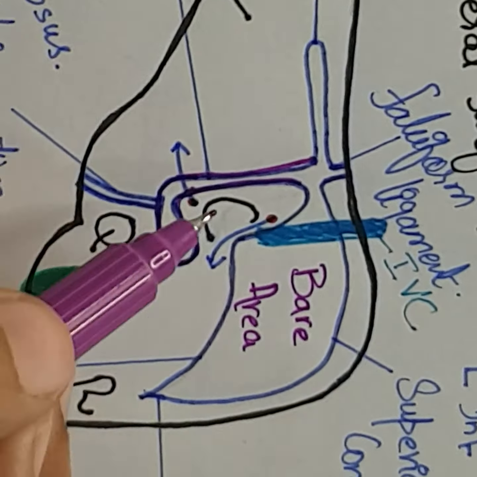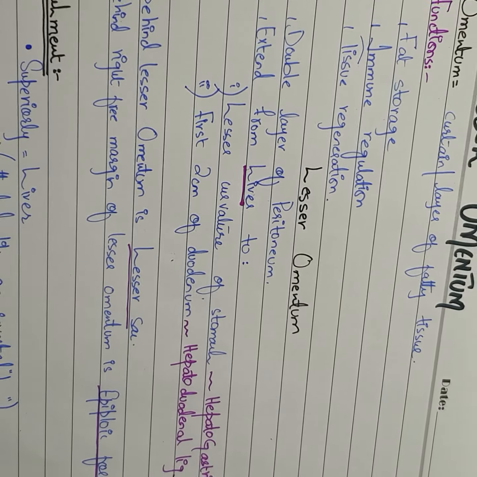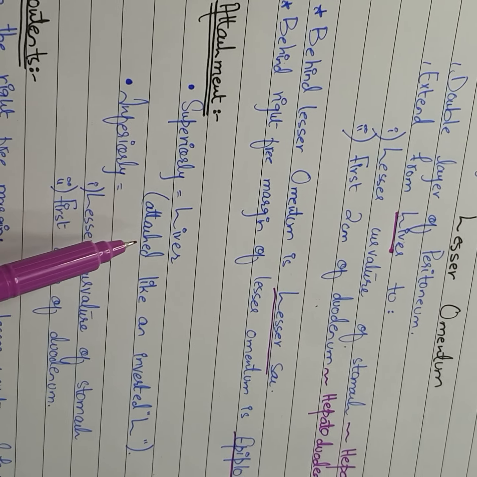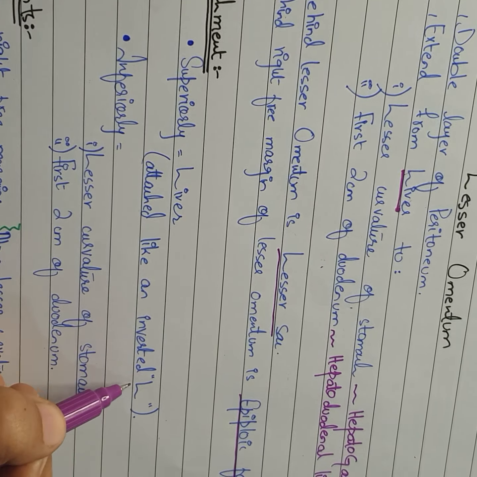the posterior surface. But if I turn this page like this, now you are seeing the anterior view of liver. In this anterior view, this is the fissure for ligamentum venosum and this is the porta hepatis. Now is this the normal L or is it an inverted L? Yes, it is inverted L. So superiorly lesser omentum is attached on liver, making an inverted L if we see it from its anterior view.